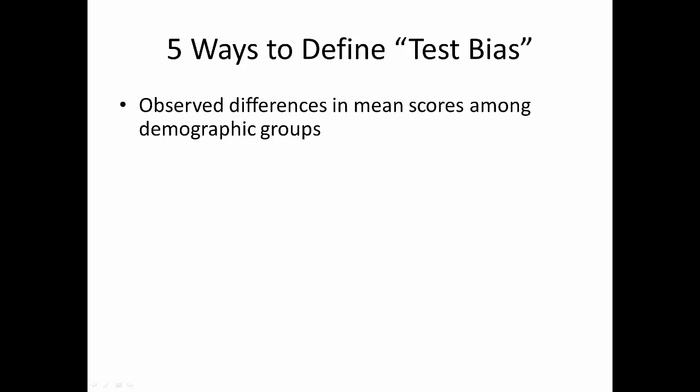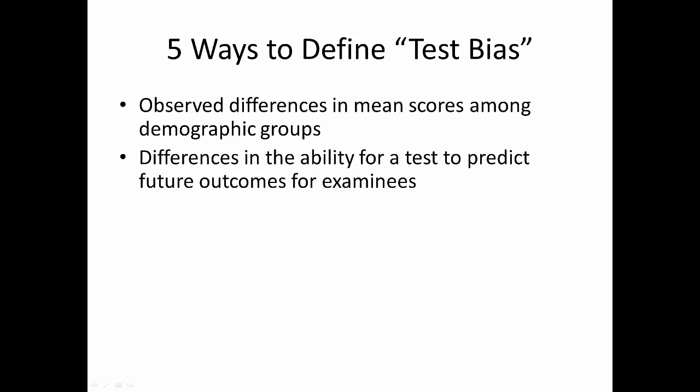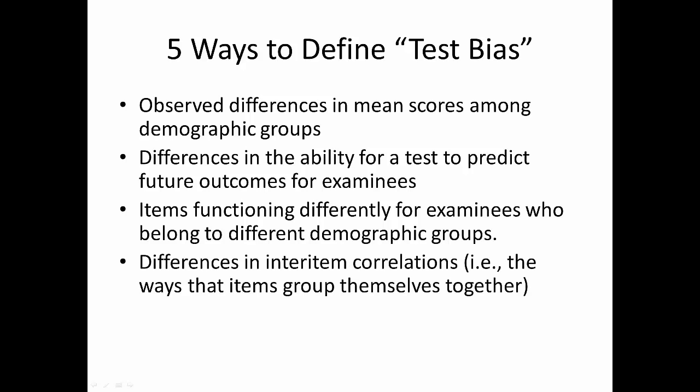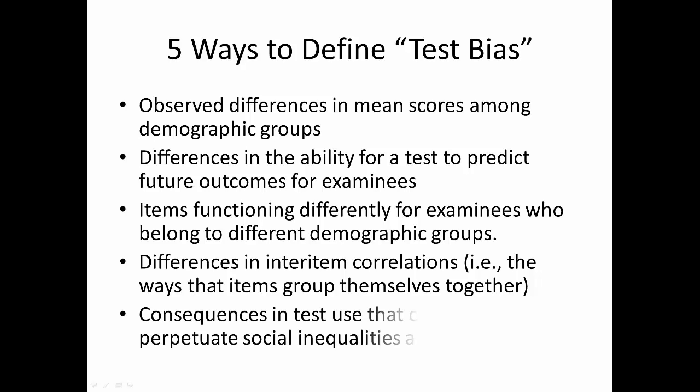To recap, there are 5 definitions of test bias. Observed differences among demographic groups in mean scores. Differences in the ability of a test to predict future outcomes for examinees. Items functioning in different ways for examinees who belong to different demographic groups. Differences in the inter-item correlations, or in the way that items group themselves together. And consequences in test use that create or perpetuate social inequalities across groups.